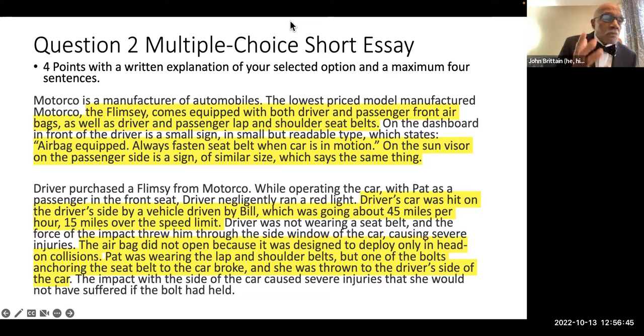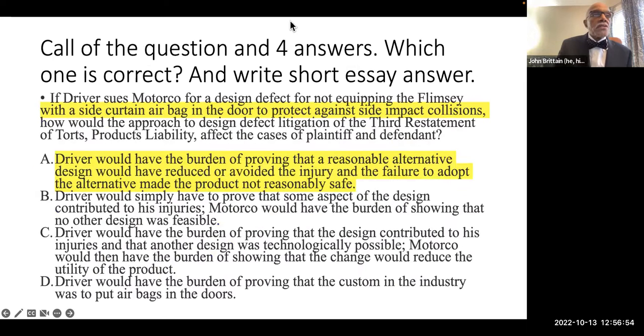But on these bolts you see down at the bottom anchoring the seat, they were broken, and she was thrown to the driver's side of the car and she was injured. So that's just a little quick story, to see what's going on, and see the call of the question here as well as equipping this Flimsy. You have to sometimes put a little smile in these made up problems, but it's no less real and true facts. A side current airbag in the door to protect against such impact was missing here, and would approach what is called a design defect litigation.